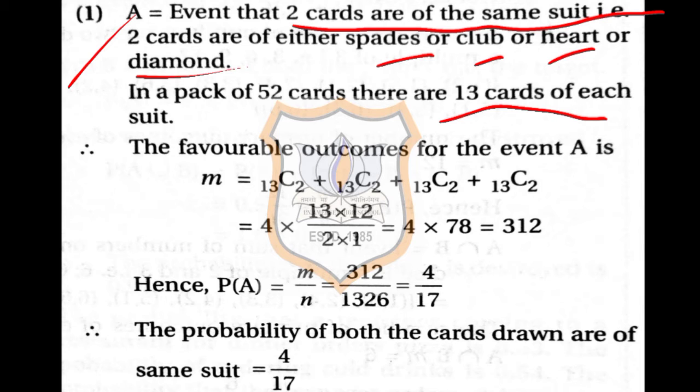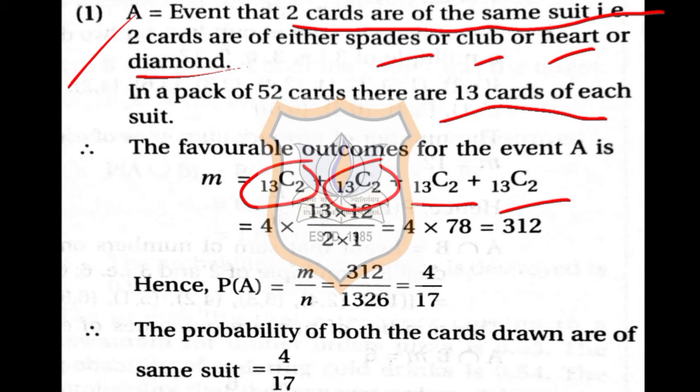M will be what? If you are taking spades, it will be 13C2. If you are taking club, 13C2. If you are taking heart, 13C2. And if you are taking diamond, that is 13C2. So you have to add all these combinations. So your answer will be M is equal to 13C2 plus 13C2 plus 13C2 plus 13C2.